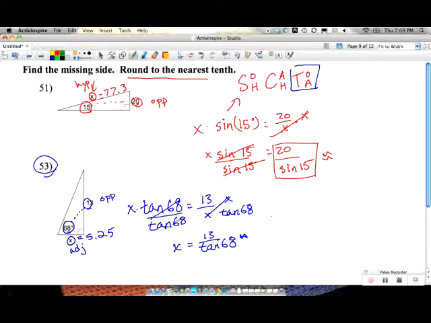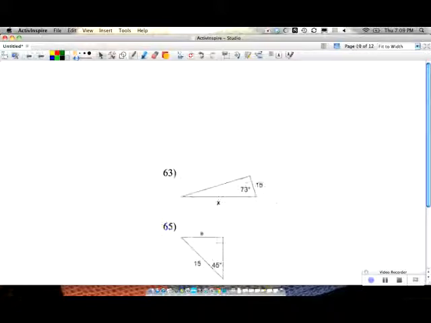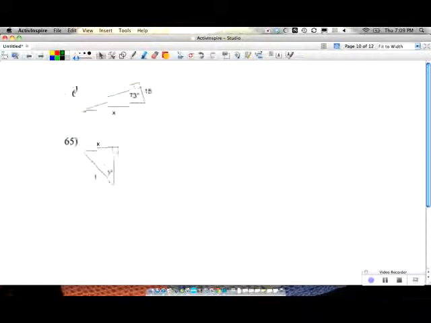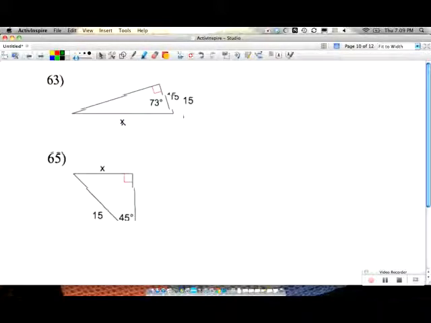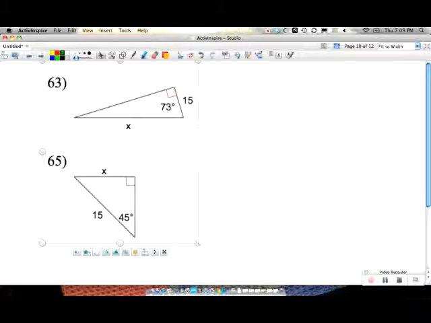Let's do a couple more, a lot like that. These triangles aren't exactly in the normal orientation. A lot of times we see triangles with this kind of shape. These ones aren't like that, so we got to be careful and watch the pieces and how they relate to everything. Well, first of all, look at this 73 degrees. It almost looks like it could be in either corner here.